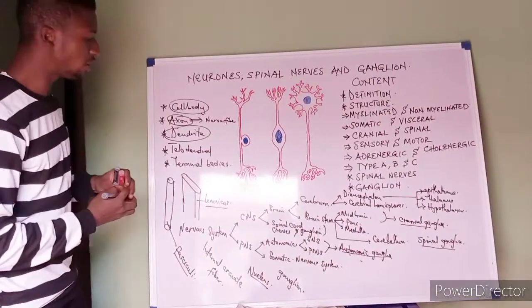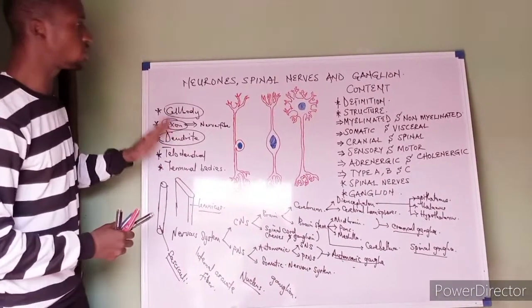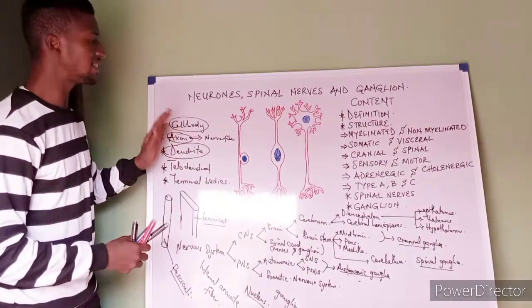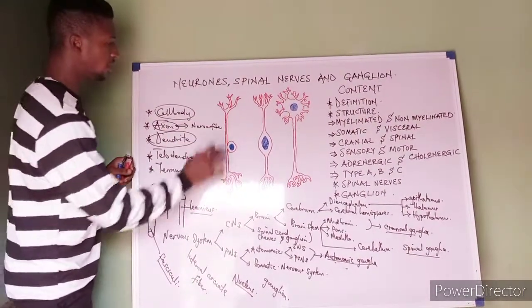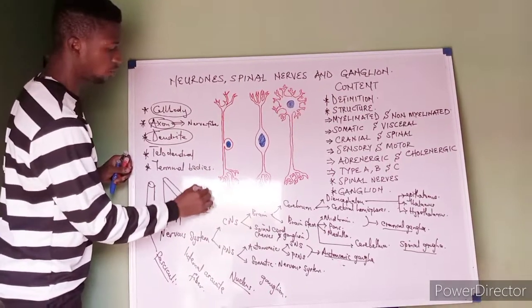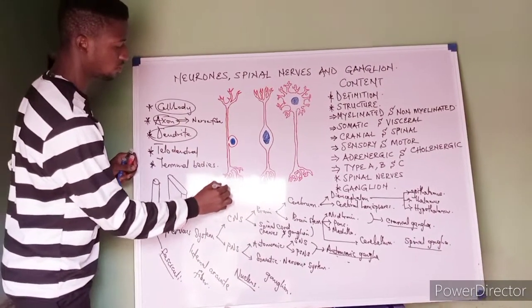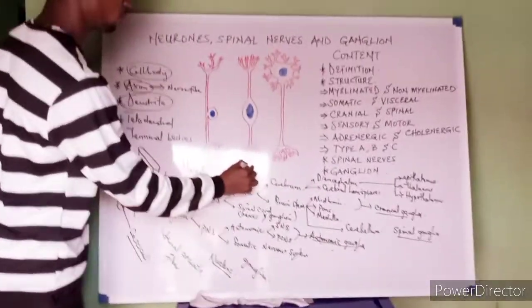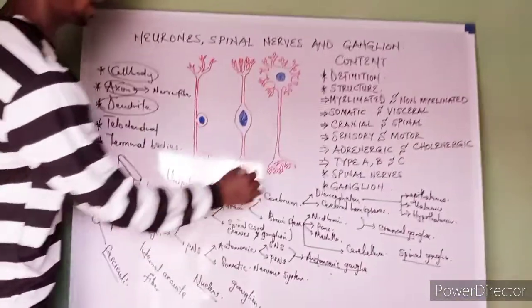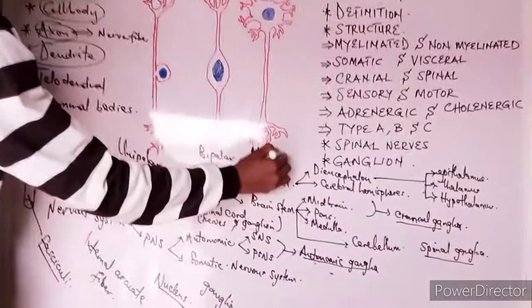This leads to what we refer to as the types of nerve cells. What are the types of nerve cells? The first one is called unipolar neuron. We have bipolar neuron, and we have multipolar neuron.